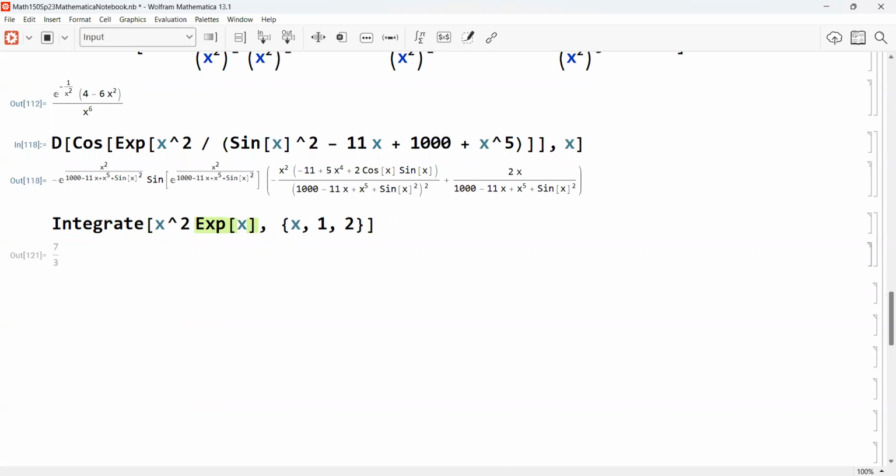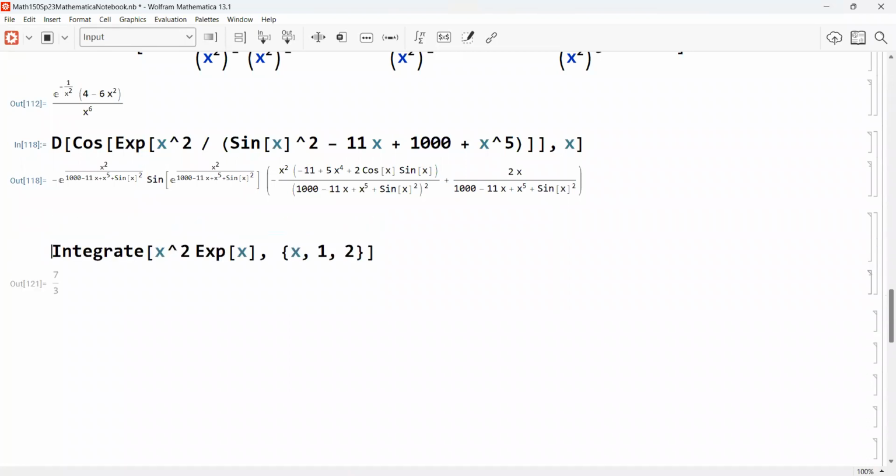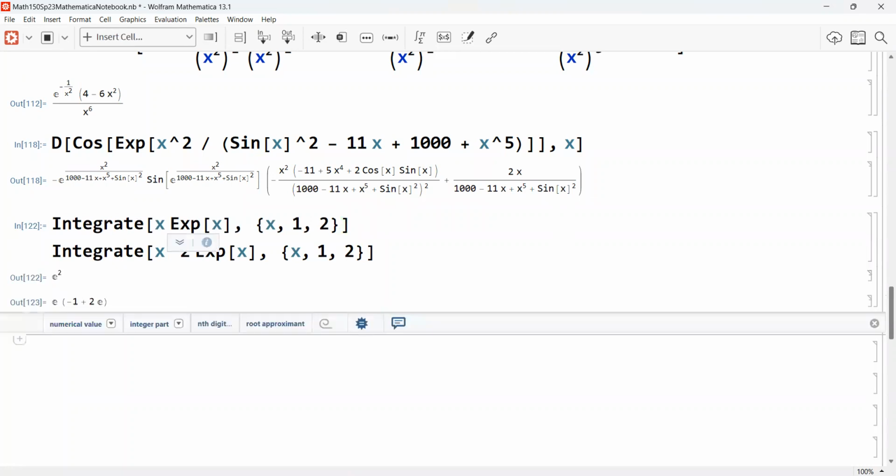Integration by parts. How many times do you think we're going to have to integrate by parts? Twice. We have an x squared. If we integrate by parts once, the x squared is going to become an x. And so what I'll do is, I love cutting and pasting, so I'll do it two different ways. And so the first time I got e squared, the second time I got 2e squared minus e.